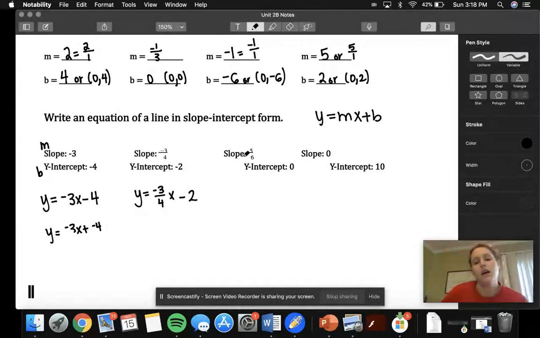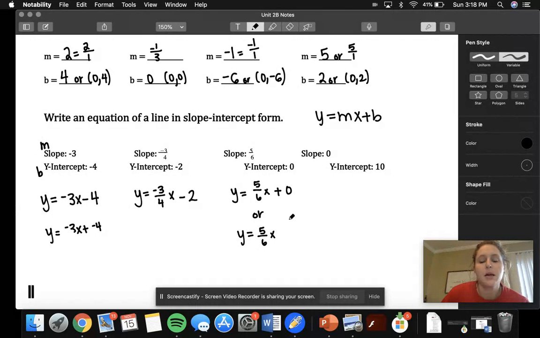Okay. For the next one, we have y equals our slope x plus b. We could simplify this, and the more correct answer, both of them are correct, but the more correct answer would be y equals 5/6x because it's more simplified.